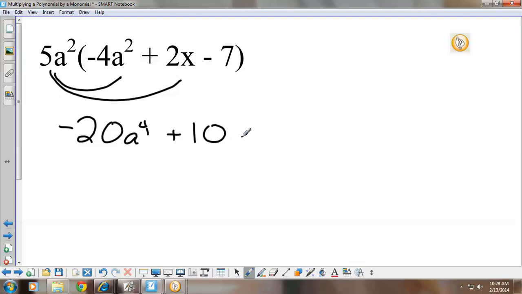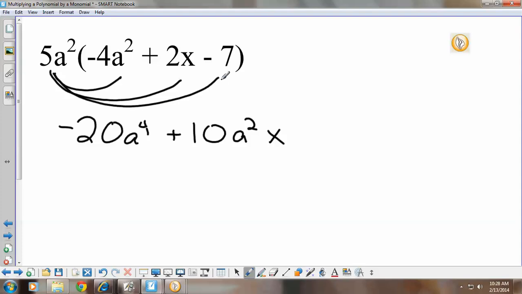positive 10a squared x. Now somebody might say, well, those aren't like terms. Why can we do that? Remember, you can multiply anything. Like terms does not apply to multiplication. Like terms only applies to what? Addition and subtraction. That's it. You can multiply anything you want. You can divide anything you want. You just can't add or subtract. So like terms. Let's keep going here.